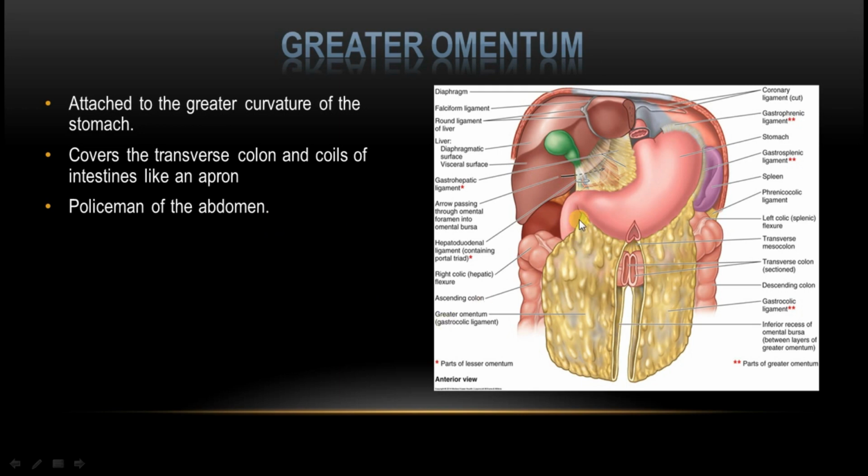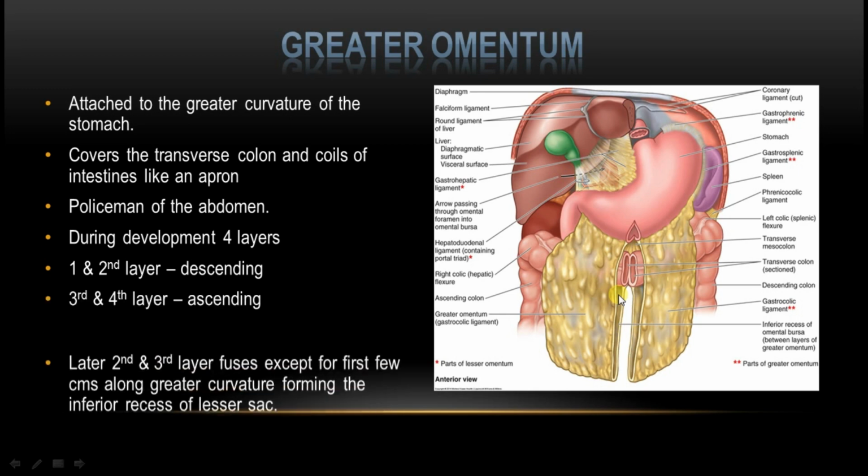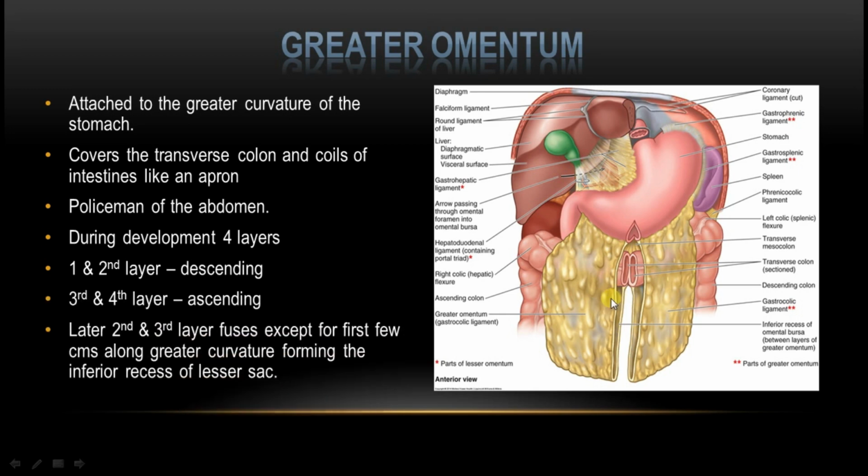So the greater omentum hangs downwards from the greater curvature, made up of 4 layers as I told you. Only during development can these 4 layers be appreciated. First 2 layers, then again they turn back to form the third and fourth layer. The second and third layer fuse, except near the stomach, where a small unfused space is present, which serves as the inferior recess of the lesser sac.